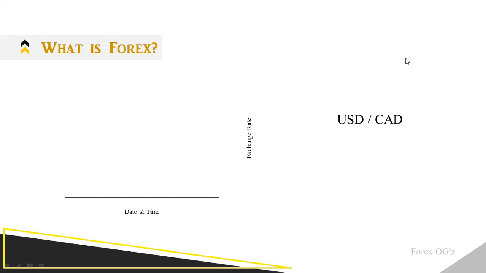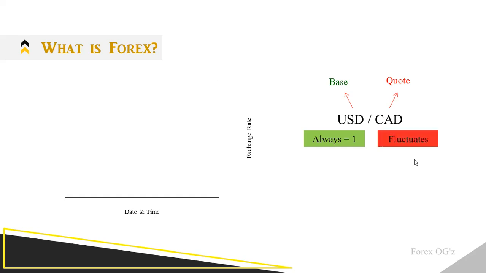Now, when looking at this currency pair like this, you have your base currency, which is the first currency that appears in the pair, right? And then you have your quote currency, which is the second currency that appears in your pair. One thing that's very important to note is the fact that your base currency is always equal to 1. Right? And your quote currency fluctuates in value.